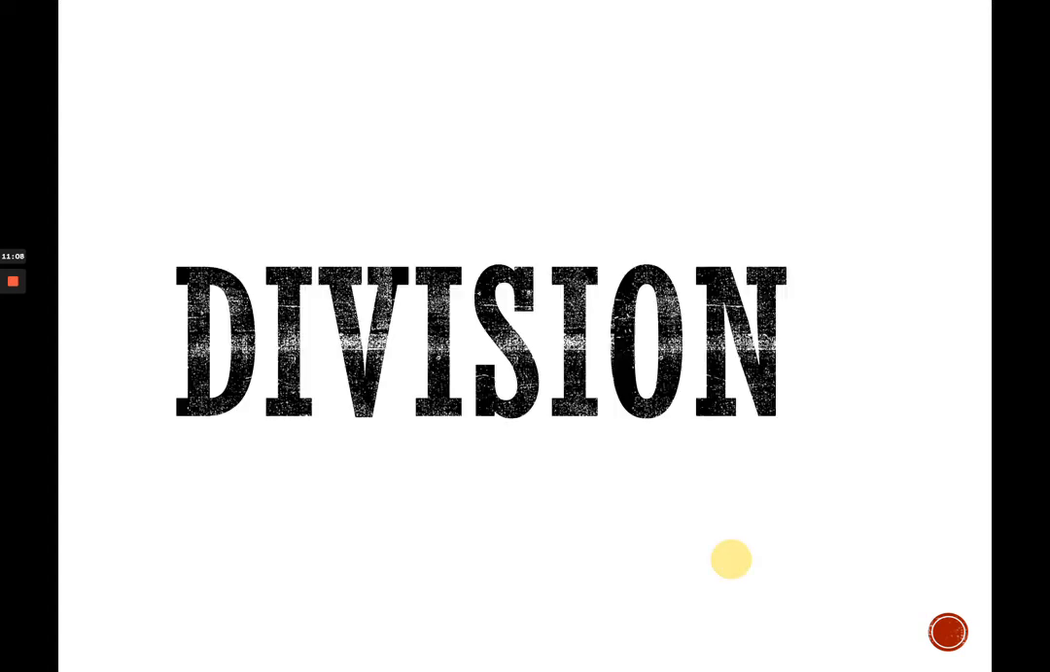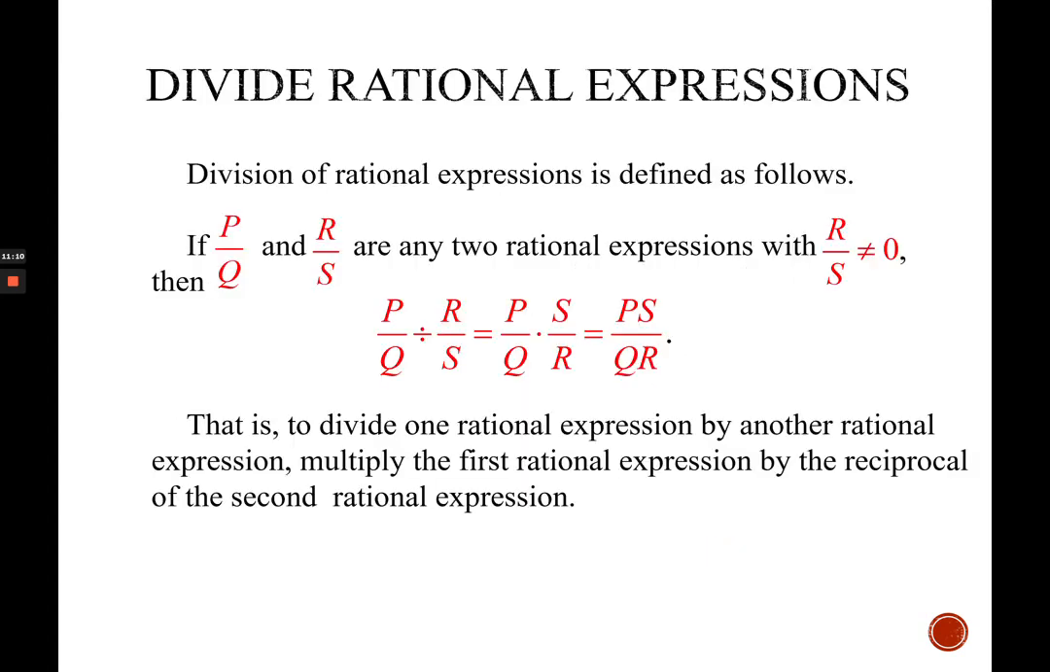Okay. How about division? Division of rational expression is defined as follows. If P over Q and R over S are any two rational expressions with R divided by S not equal to 0, then P over Q divided by R over S is equal to P over Q times S over R, which is actually equal to PS over QR.